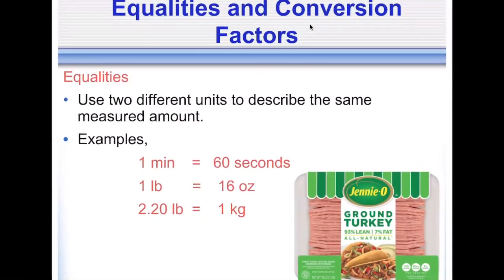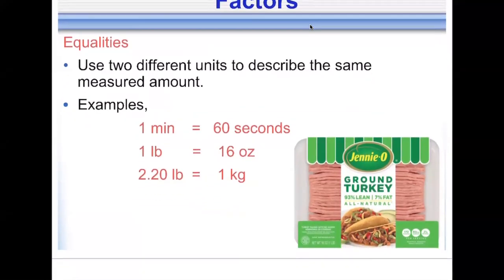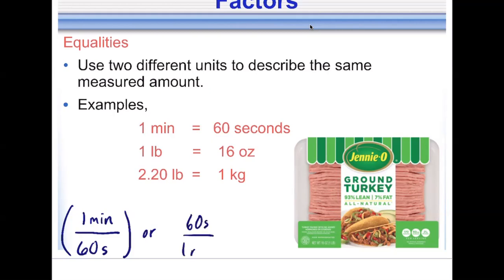Okay, one note about equalities: when we write them as conversion factors, you're going to write one over the other, such as 1 minute is equal to 60 seconds, or you can flip that around: 60 seconds for every 1 minute. So what's in those parentheses are equivalent units, and that's how you write a conversion factor.